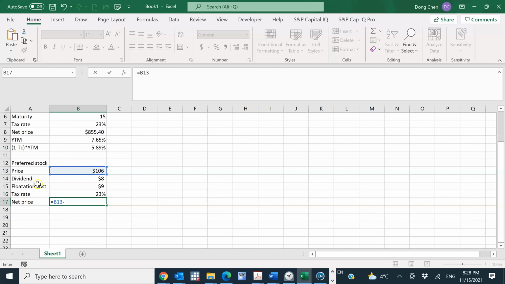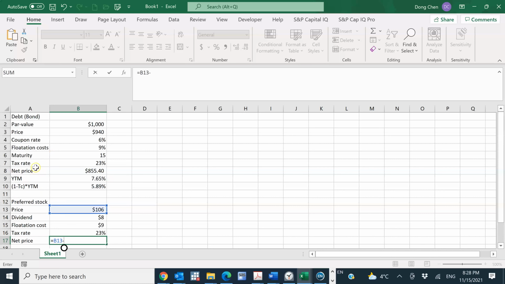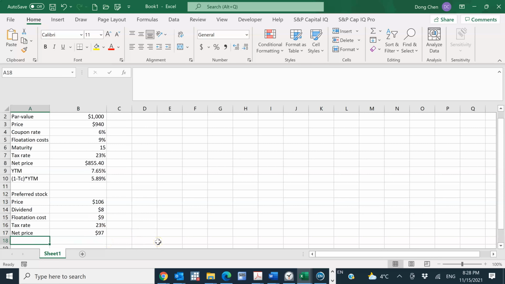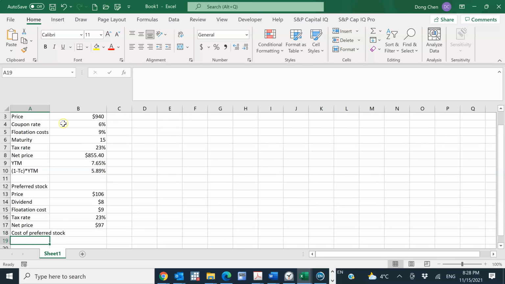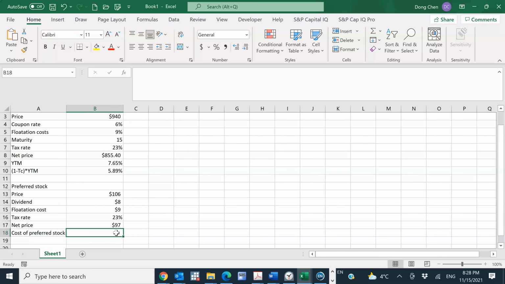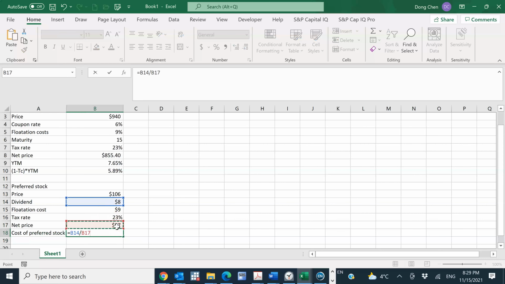Because now the floatation cost, unlike in the debt case where it was in percentage format, is in dollar format. So I can just directly subtract the floatation cost from the price, and this will give me the net price. And then the final step to get the cost of preferred stock will simply be this annual dividend divided by the net price.